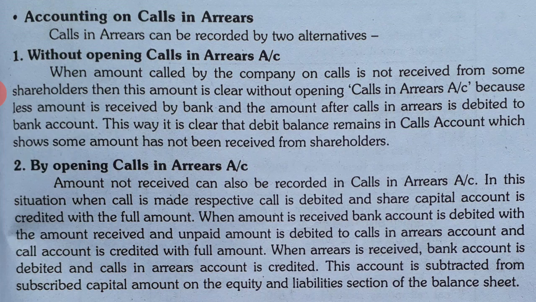Okay, so for this the company can record such amount in two ways, either without opening a calls in arrears account. When it happens that an amount is called by the company but not received, the company may not open a call in arrears account, because less amount is received in the bank, and the amount after calls in arrears is debited to bank account. So in this way it is clear that a debit balance remains in the calls account, which shows some amount has not been received. It means the company will not open a call in arrears account.